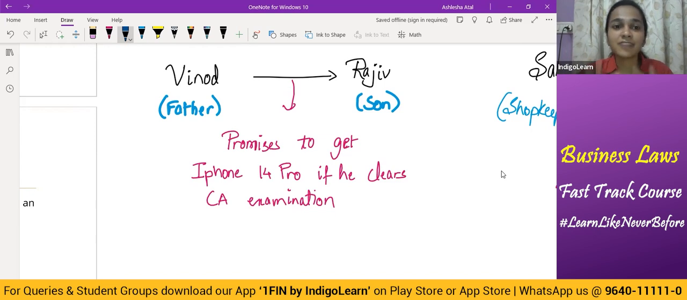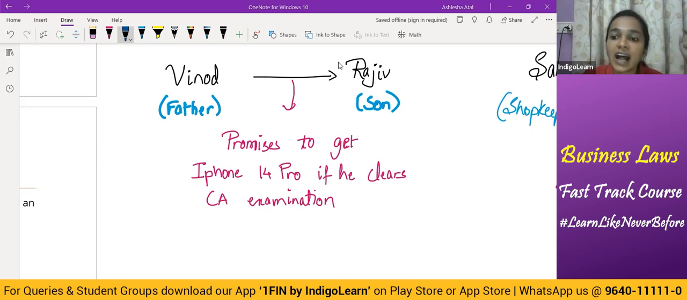Can Rajiv file a case against his father, or can Rajiv sue his father because he did not fulfill his promise of giving him the latest iPhone 14? Can Rajiv do any of that? No, ma'am, he cannot, right?